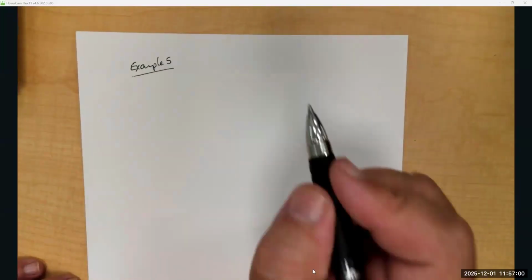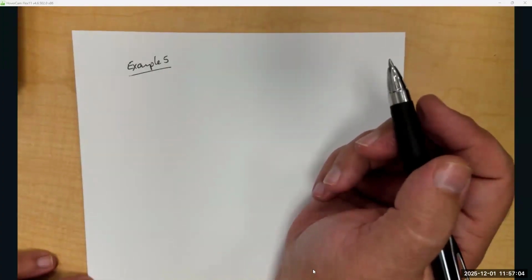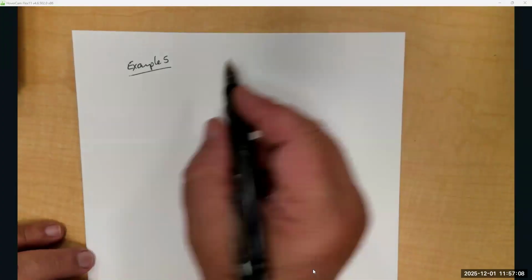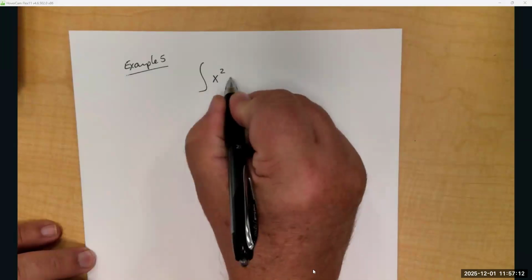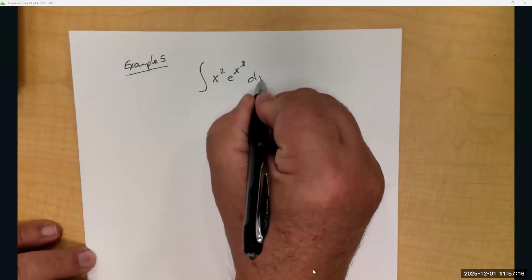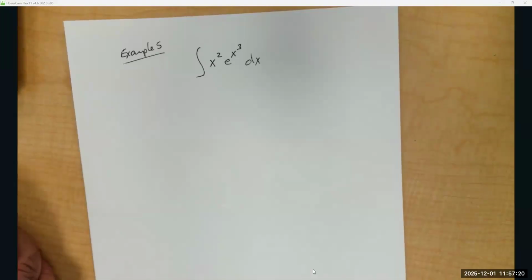Example 5. Which one is this? Oh, this is here. Here we have this example. Take the integral of that function.